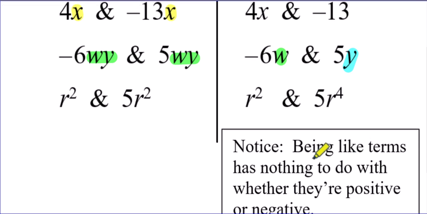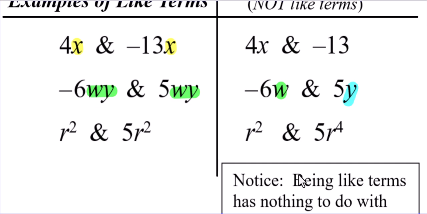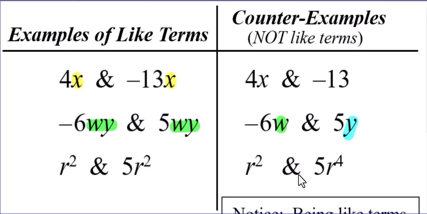Notice, being like terms has nothing to do with being positive or negative. So they don't have to both be positive. They don't have to both be negative. That has nothing to do with what we call like terms. Like terms is about having the same exact variable or variables. Oh, but by the way, they also have to be the same variables to the same power.